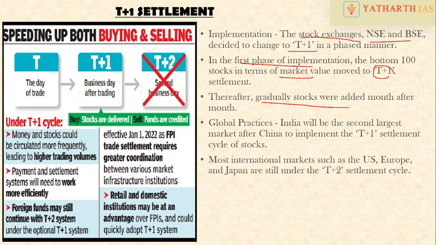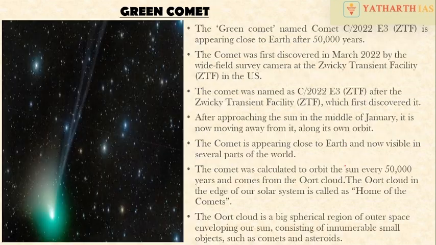So, global practices. India will be the second largest global market after China to implement this T+1 settlement cycle for stocks, and most international markets such as the US, Europe and Japan are still under the T+2 settlement cycle.